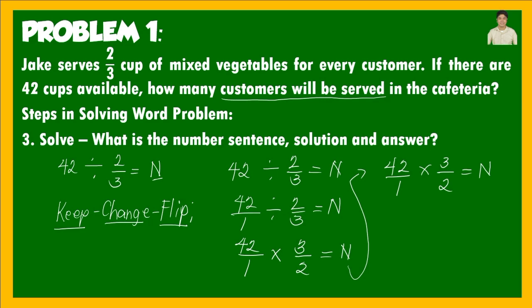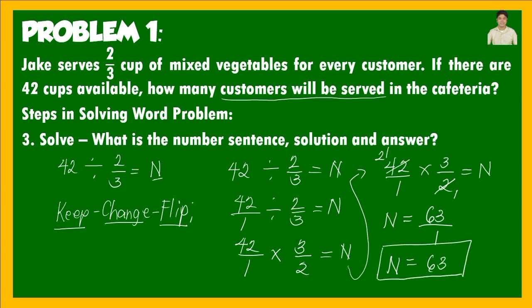Now, let us use cancellation method. So, 42 and 2 can be cancelled using the GCF, which is 2. So, 42 divided by 2, this will become 21. And then 2 will become 1. And then, we'll multiply the remaining factors. So, 21 times 3, we have 63. Over 1 times 1, 1. So, 63 divided by 1 is 63.